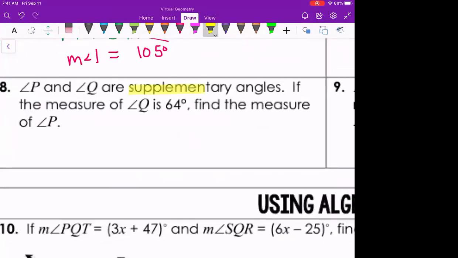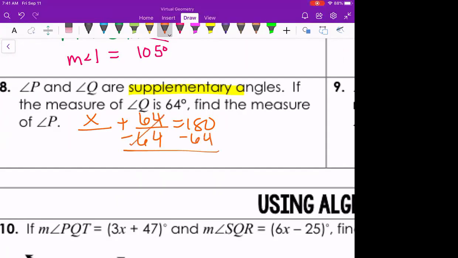This time we've got supplementary angles, which right away says my two things need to add up and be 180 this time. So P and Q are the two we're working with. So if the measure of Q is 64, find the measure of P. So X plus 64 is 180. So out of 180, 64 has been used, so minus it from both sides. And my X is supposed to be 116. So then the measure of angle P, 116 degrees.